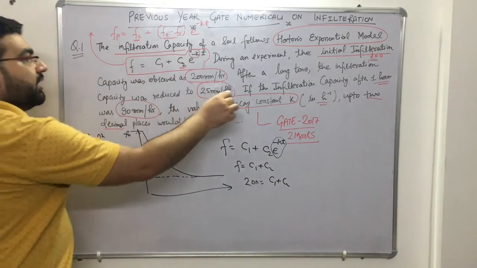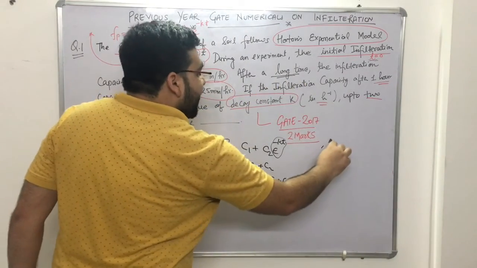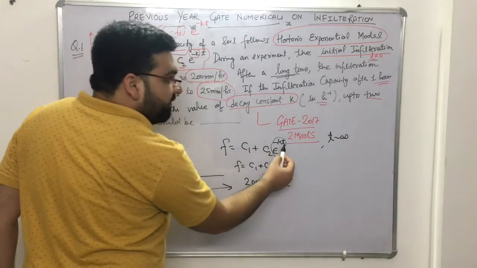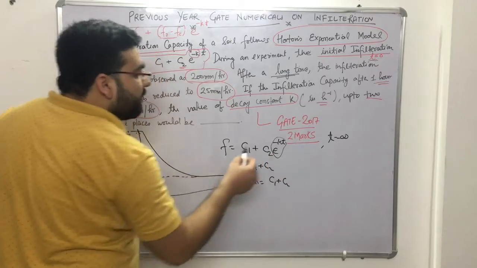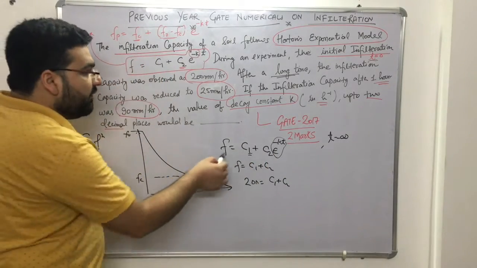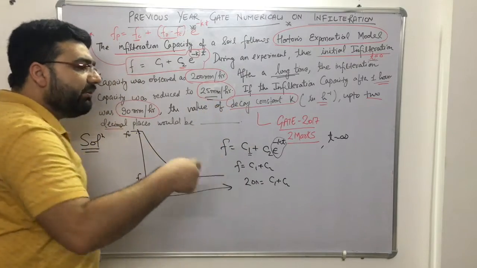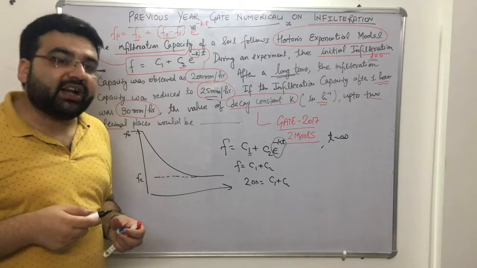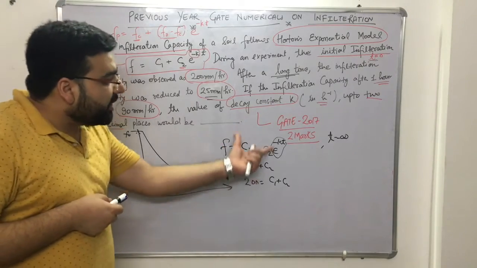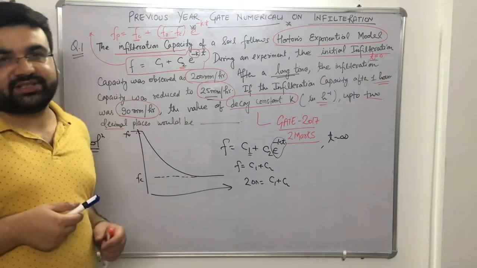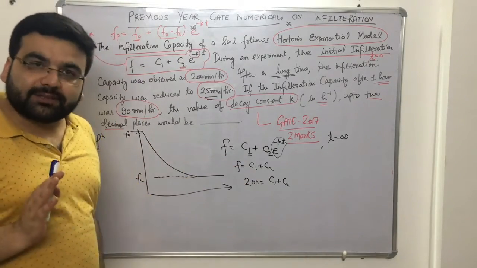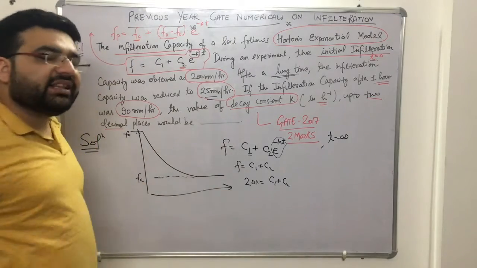Then, after a long time, means at T is equals to infinity, you put T is equals to infinity. If you put infinity, e raised to power minus infinity is actually 0. So you will get the value of C1, which will be equal to 25 millimeters per hour. So that is how students did this question, right? But the wrong thing they did is that this question became very lengthy. If you have sufficient time, solve it like this, you will get the same answer. But why make this question lengthy?